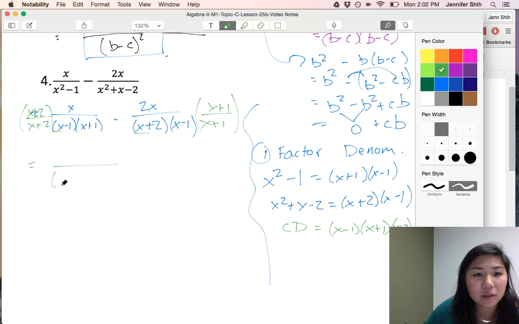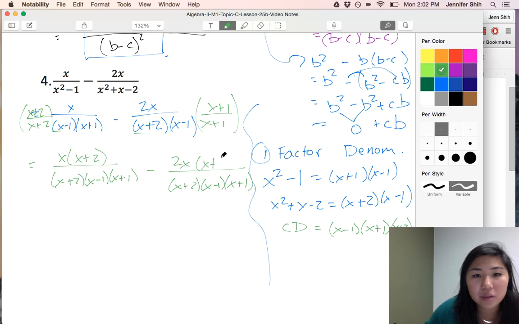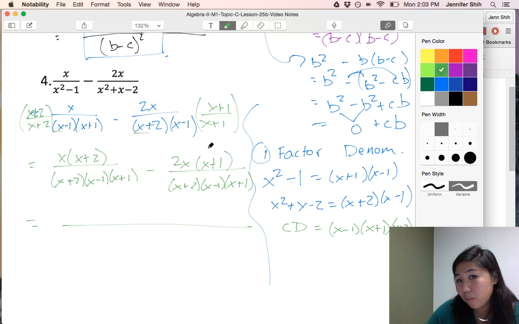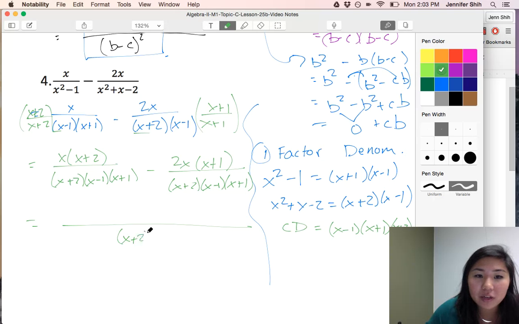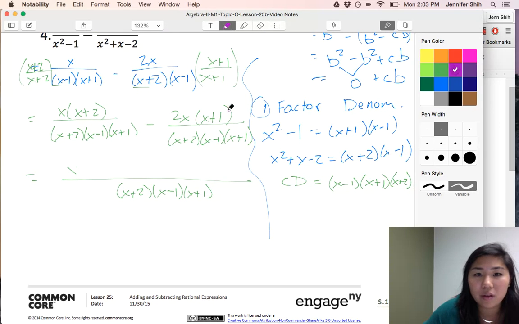Equal sign, I have x plus 2, x minus 1, x plus 1. And I have x plus 2. Minus, I have x plus 2, x minus 1, x plus 1. And I'm going to have 2x times x plus 1. Okay, so now that I know I have a common denominator, I checked, I multiplied, I did all that work and I got a common denominator, excellent. I'm just going to write my common denominator down here. And my numerator I'm going to do in my scratch work. So I'm going to do my scratch work over here. I'm just going to copy down my numerator.